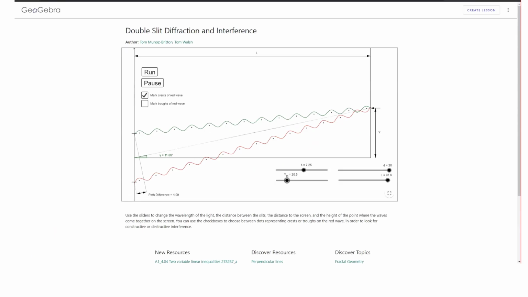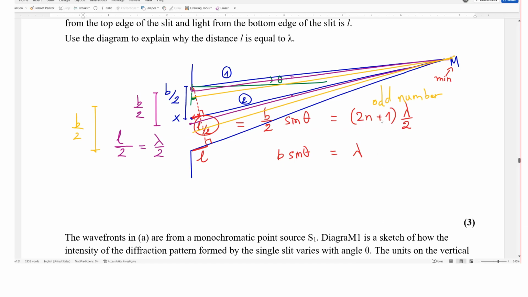So the notation 2n plus 1 just means an odd number: 1, 3, 5, 7, etc. So that means the path difference is an odd number of half wavelengths, and the phase difference is 180 degrees.